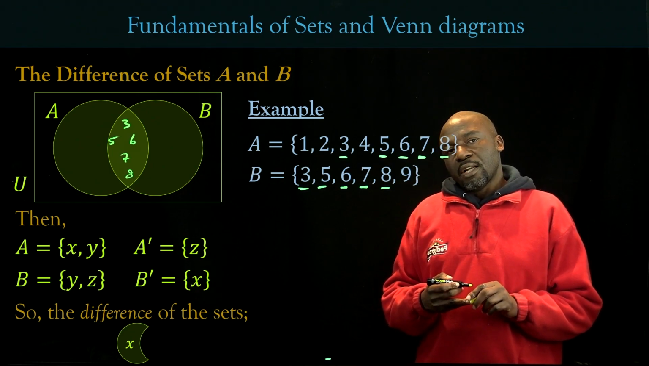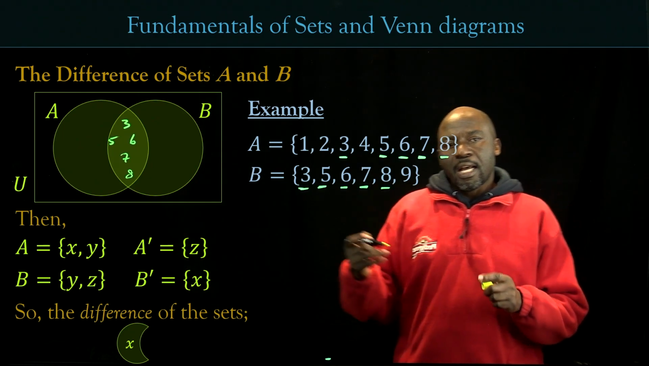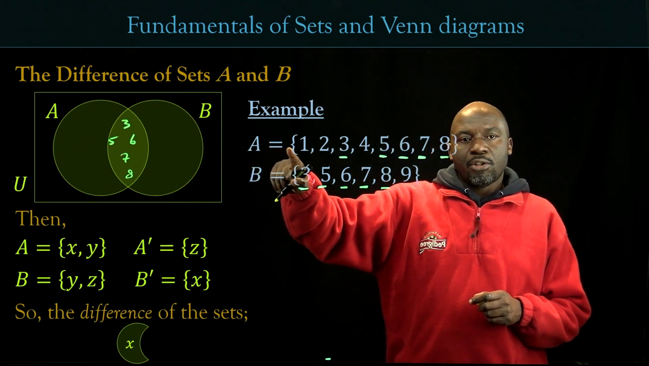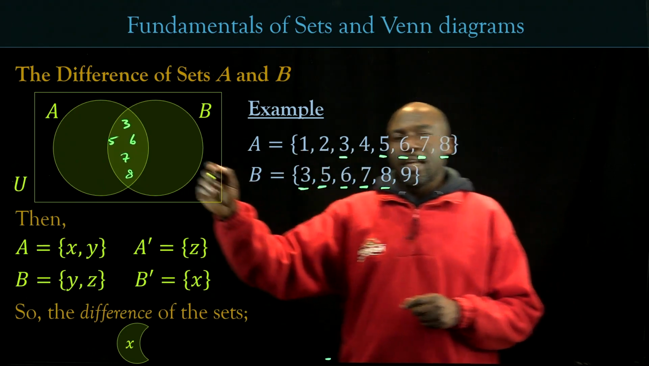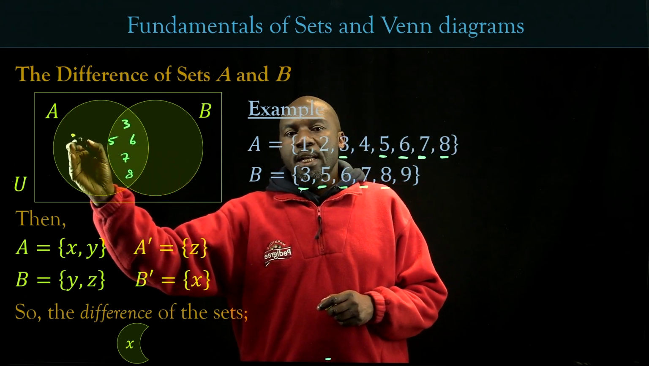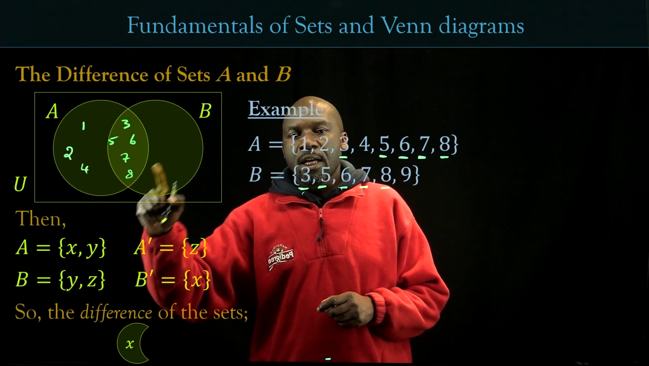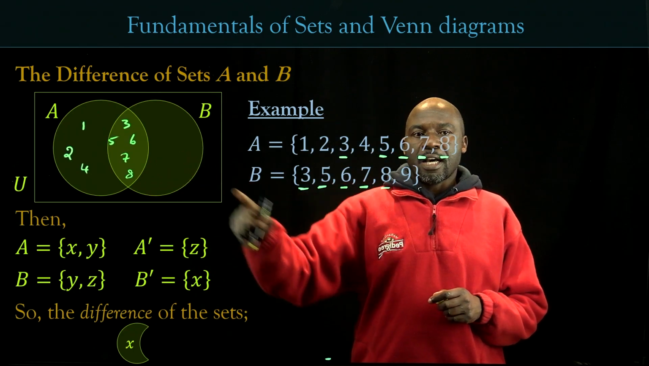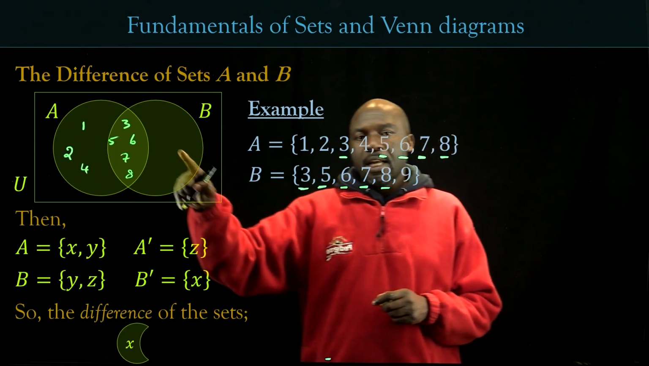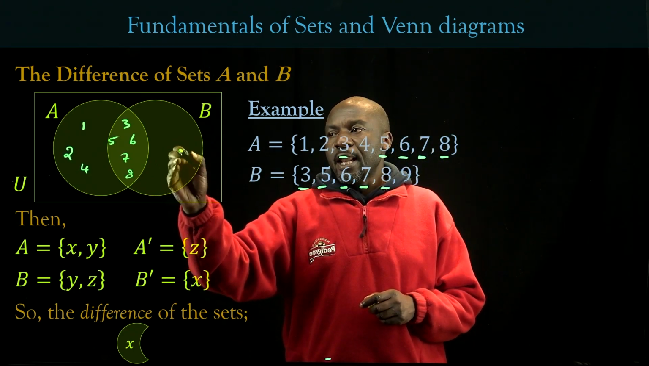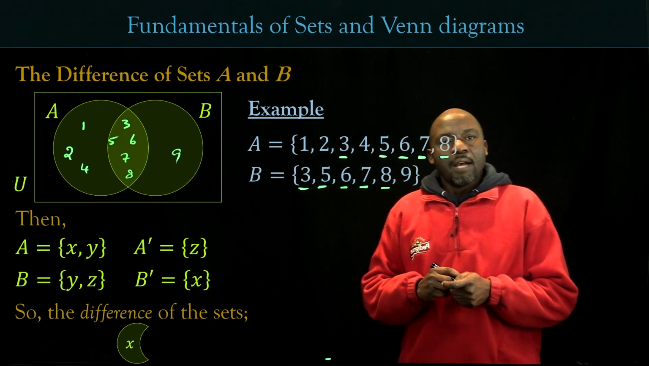and B. Which elements are inside set A? I can see 1, 2, and 4 there. So my 1 will fall there, 2 and 4 there. And elements that are in set B but not in set A, I see there is only 9 there. Okay? I believe I'm done.